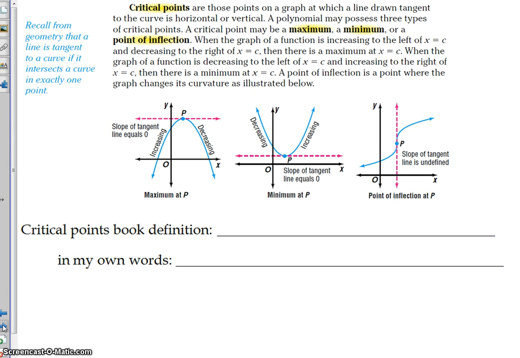So this is exactly what you see in the book, as far as the book definition of critical points. What they're talking about is when you draw a tangent, a line that exactly touches a curve in exactly one point. The point where the tangent would be either 0, which is shown in these two, or non-existent, which is shown here, is one of these critical points.